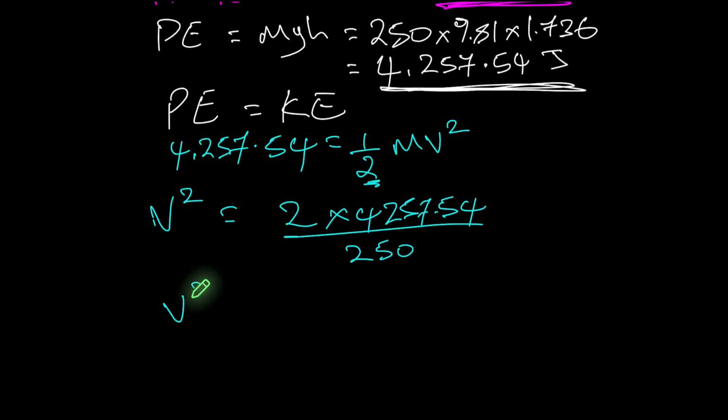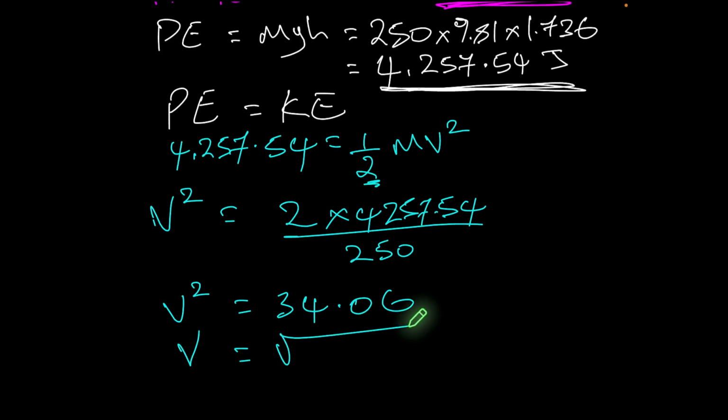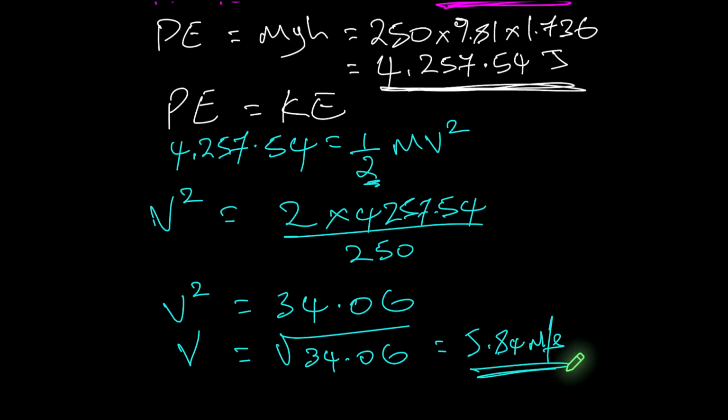So we get v squared equals 34.06, but of course we don't want v squared, we want the velocity, so we have to square root that, and that gives us 5.84, and our unit is meters per second. So that gives us the final velocity.